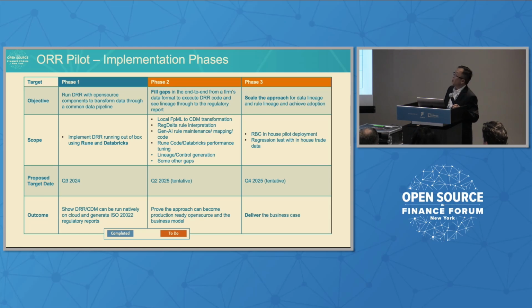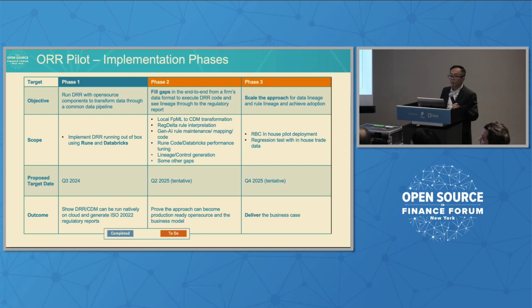Back to phase 2, actually, the focus is to try to fill the gap within this end-to-end data pipeline. There were several work items involved. The first one is translation from FpML to CDM. This is very critical. Without it, we cannot adopt the DRR. So fortunately, Regnosis is working on this open source solution to do this data transformation, and hopefully, in the near future, this could be released for public use.